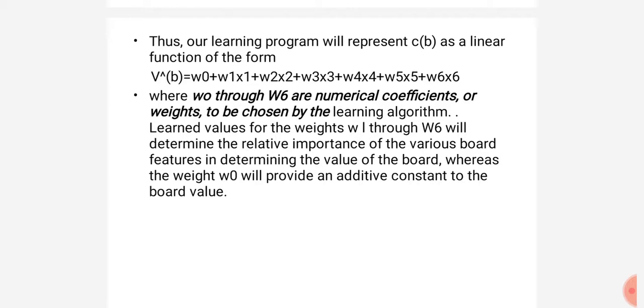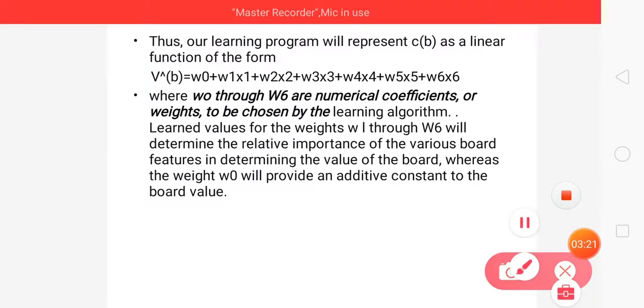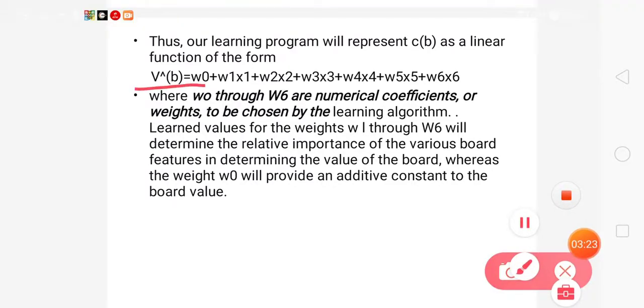That's why here we have a linear combination of these features, and the present board state is represented with v cap of b. And already we said w0 to w6 are the numerical coefficients. In that, w0 is the additive constant, and w1 to w6 are the numerical coefficients, and these represent the relative features.